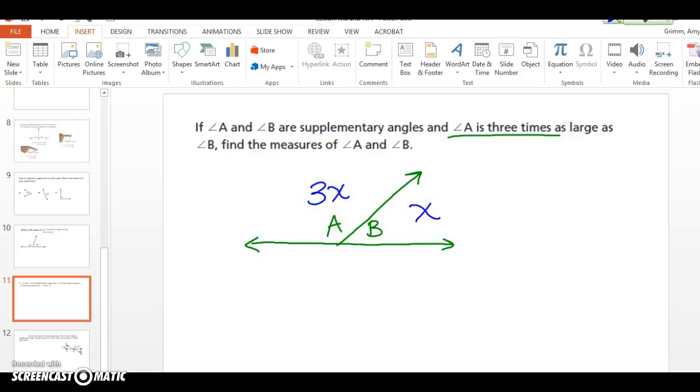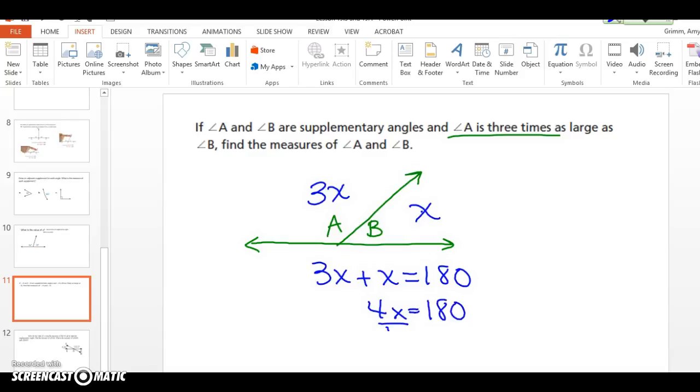Now see if this makes sense. Like if I said X was 10, 10 times 3 is 30. Is this one 3 times bigger than this one? Yes. So that's why this one's just X. This one's just 3x. Okay, what would be my equation then? Yep. So 4x equals 180.